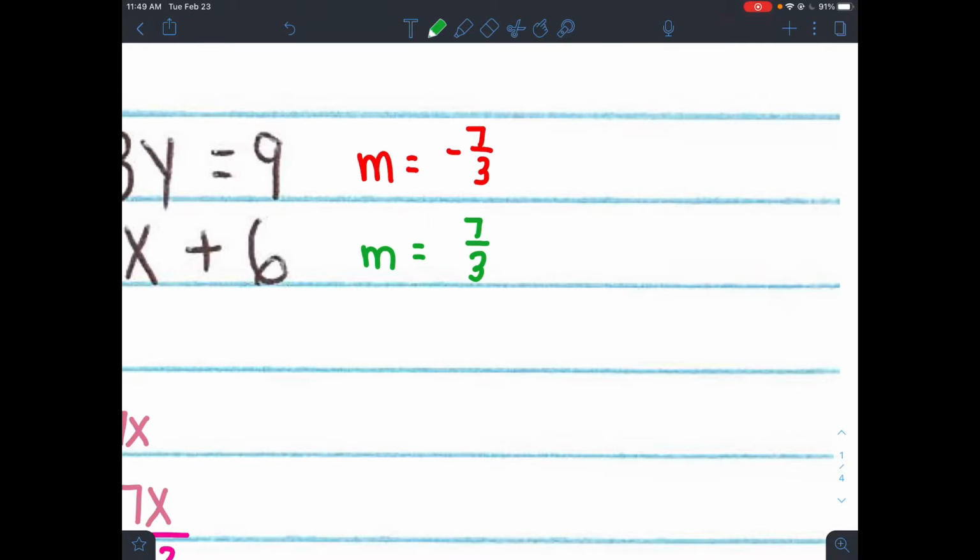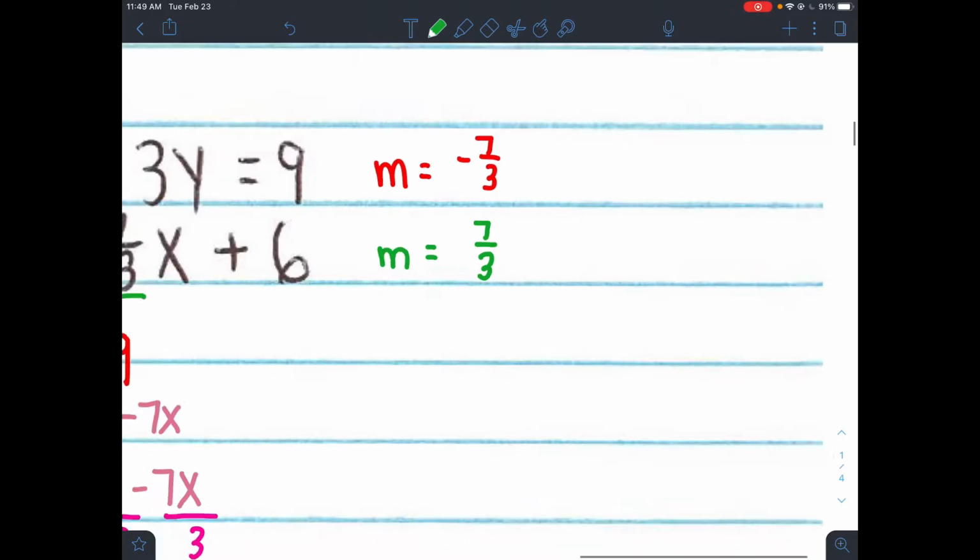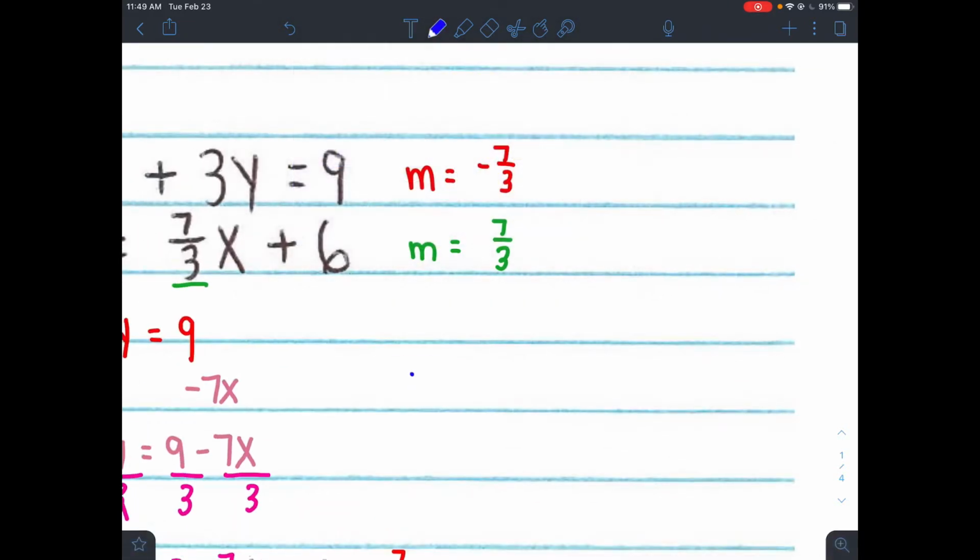Are they perpendicular? Well, perpendicular means they have to have opposite reciprocal, which means they have to be opposite signs. So one has to be positive, one has to be negative, and reciprocal means they both have to be opposite fractions. So if one is 7/3, the other one has to be 3/7. So is this perpendicular? Nope. So this is actually neither. It's neither parallel or perpendicular.